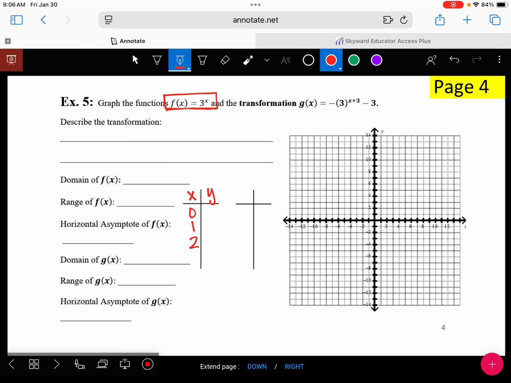Now, every single parent function, if you have an A of 1, an H of 0, and a K of 0, your domain is all real numbers. Your range is 0 to infinity. And you have an invisible asymptote at y equals 0.